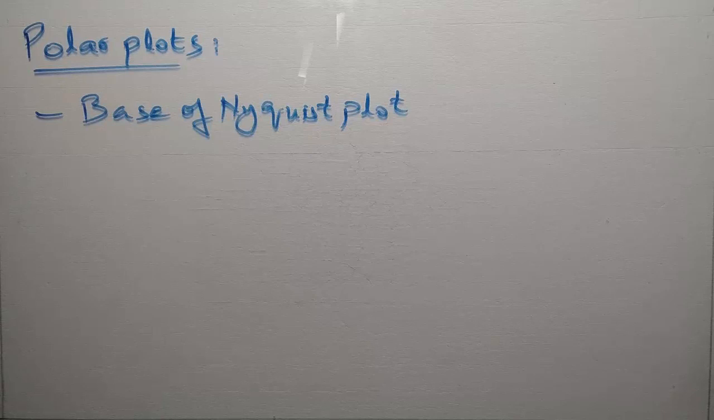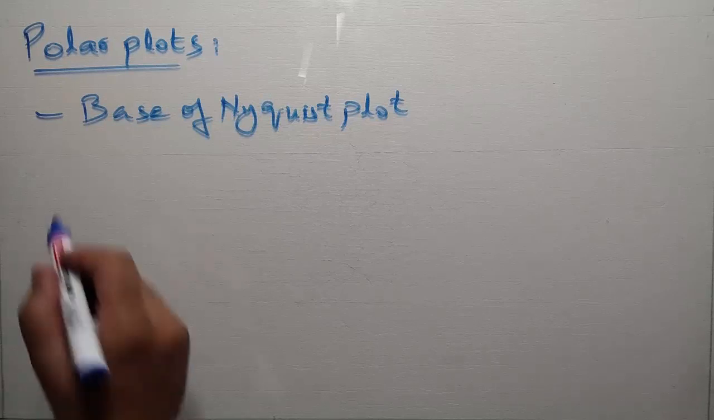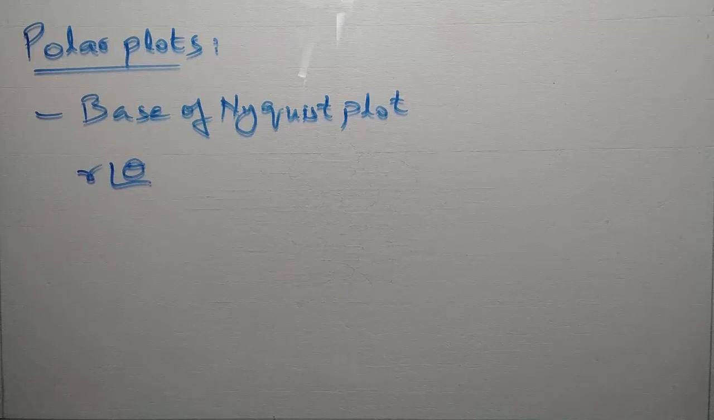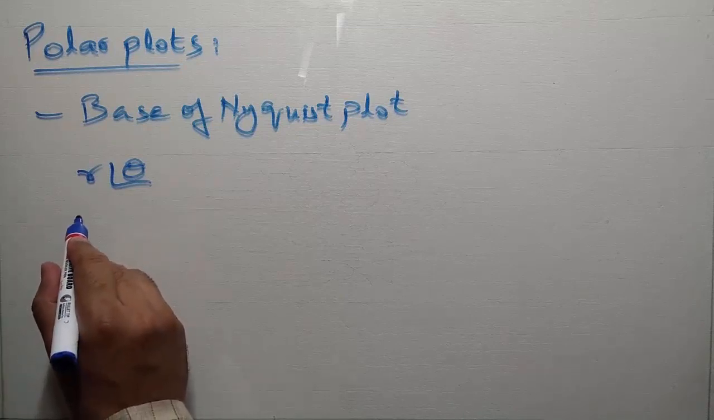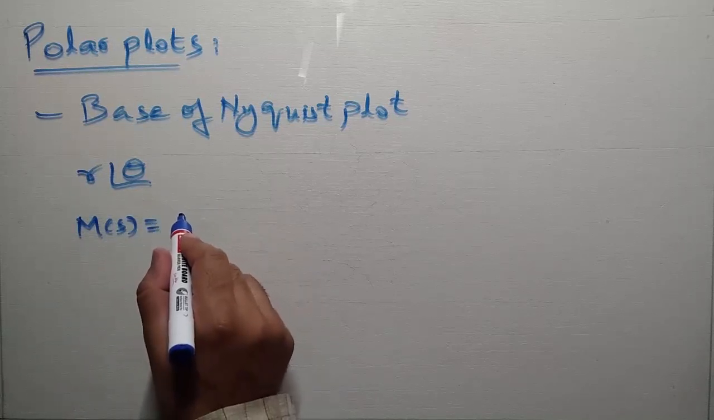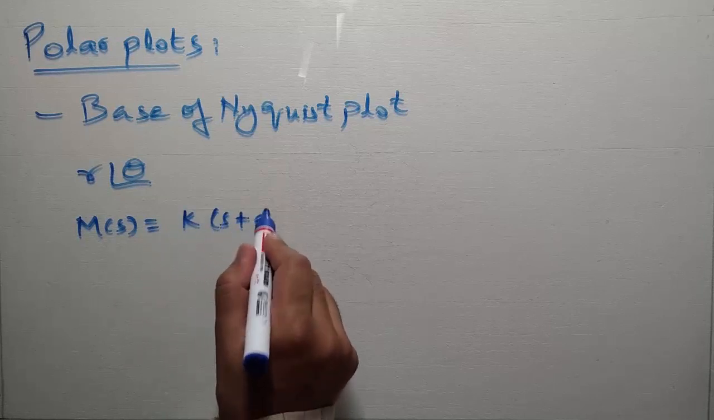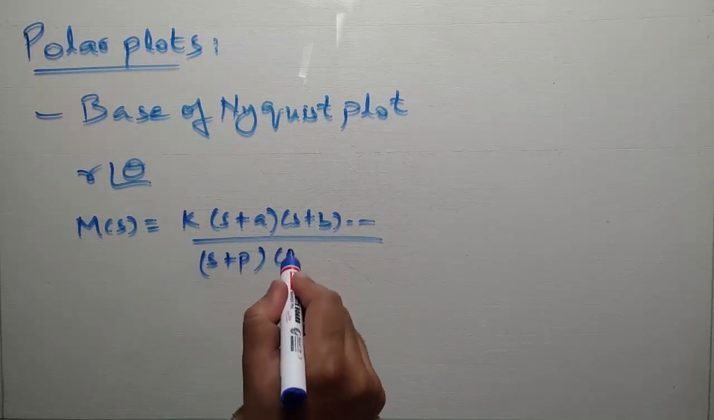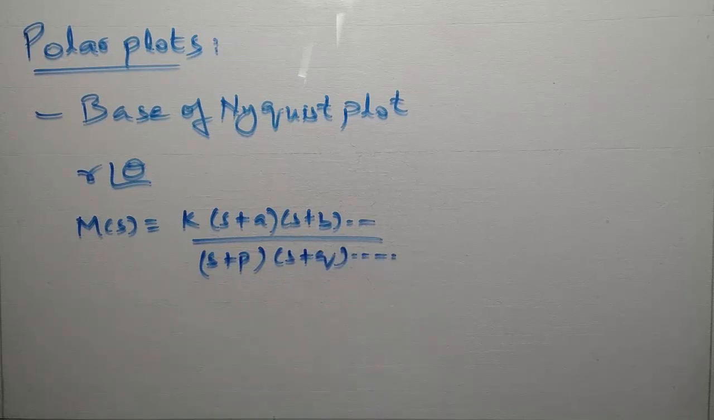As the name suggests, polar plots are the plot of polar coordinates. You learned about polar coordinates in the form of r theta. So in this case, suppose you are given a transfer function of any system, let's say M(s), which could be any function represented as (s plus a)(s plus b) and so on, divided by (s plus p)(s plus q) and so on. The polar plot of M(s) is nothing but the plot of the magnitude of M(s) and the phase angle of M(s) on polar coordinates, as omega is varied from 0 to infinity.